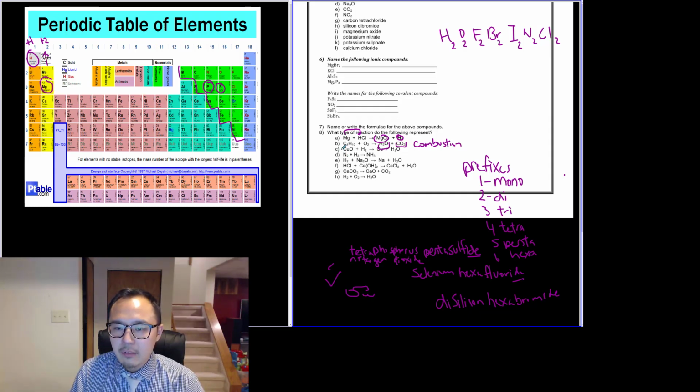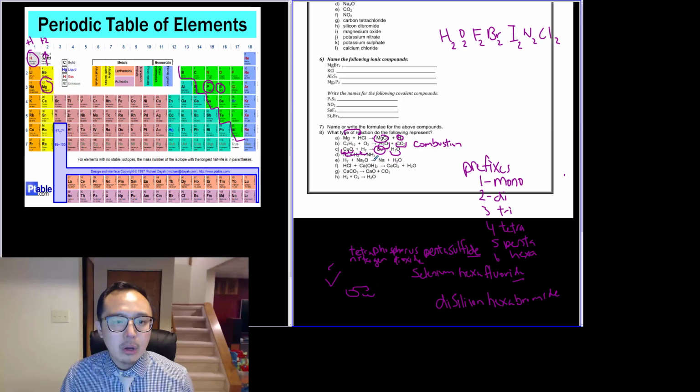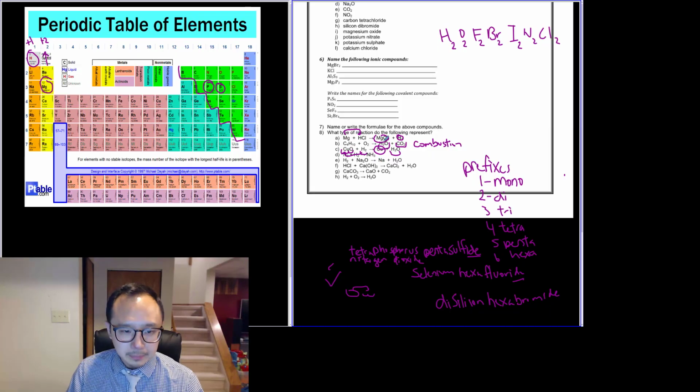For letter C, again, I'm going to identify that this one has 2 and then 1. Because I have 2 and 1, I have a single displacement. So what elements would get switched? The ones with the same charges. Copper is a transition metal in the middle, so it's a metal, and it will have a positive charge. Your hydrogen is going to swap places with copper, making water, so H2O, with copper by itself. So you're just making your copper metal by itself.